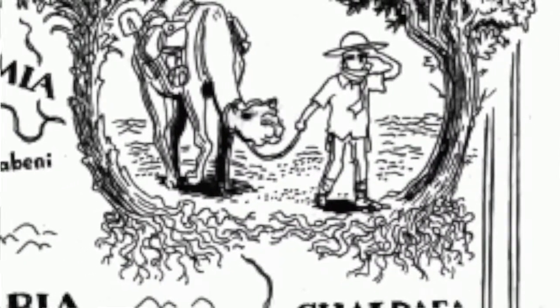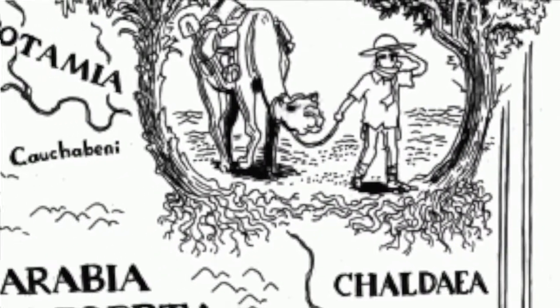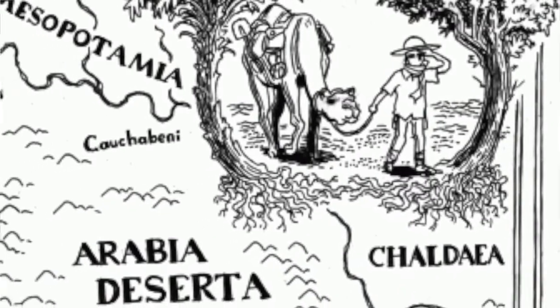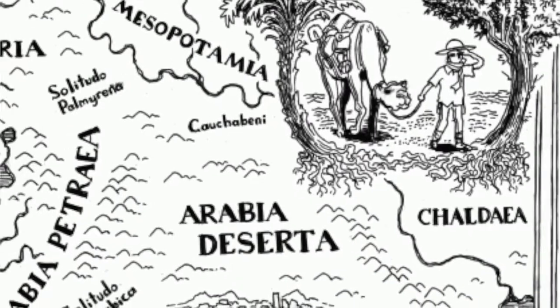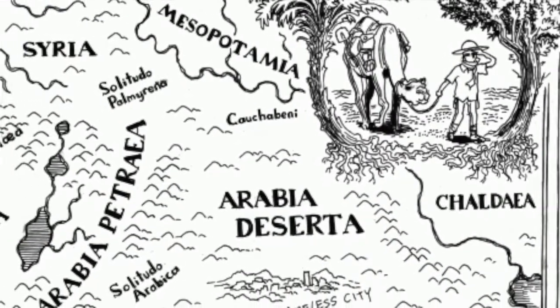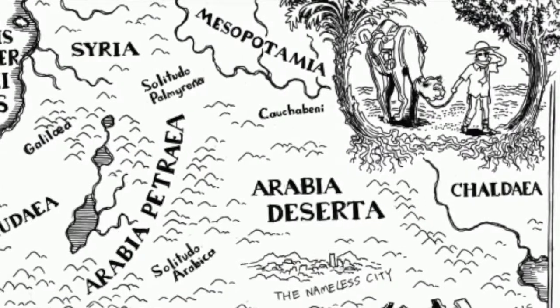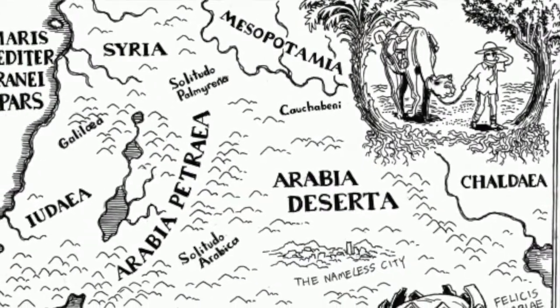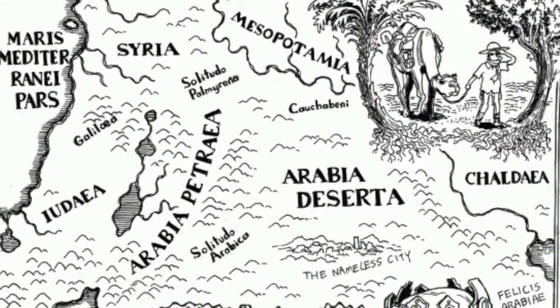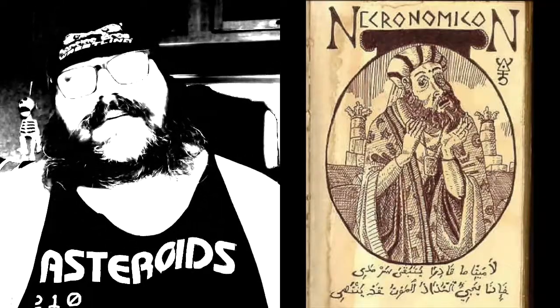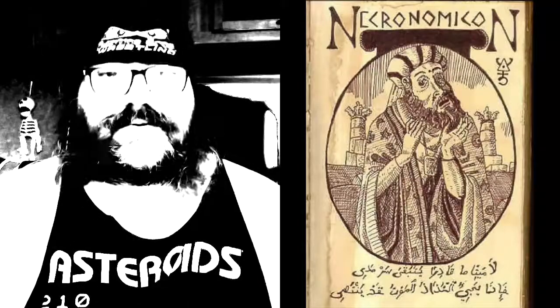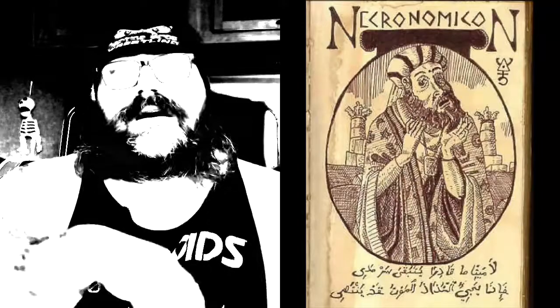There's this archaeologist type dude. He wants to find the Nameless City, and he's out in the Middle East somewhere, in the middle of the desert, and him and his camel go out there, and he mentions Abdul Alhazred, but he doesn't mention the Necronomicon. In the lore, Abdul Alhazred is the one who wrote the Necronomicon. But this is the first mention of him.